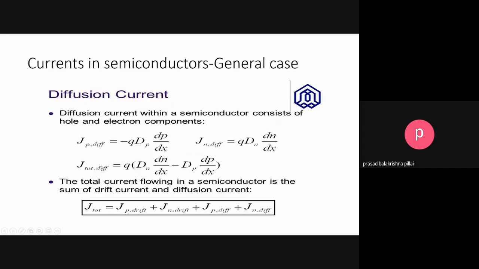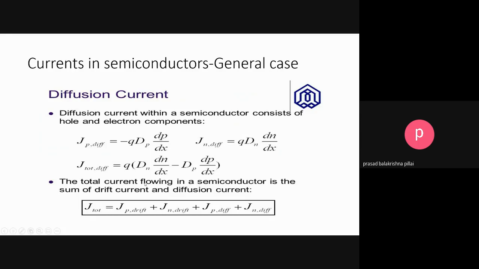So the total diffusion current, if both types are there, then just like in the case of drift current, you can write this down. Very seldom this kind of situation exists, because either it will be N type or P type. So we may not have both, grading of both will not be there. But in general, we can write this.